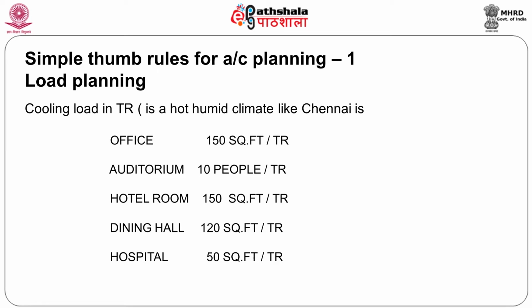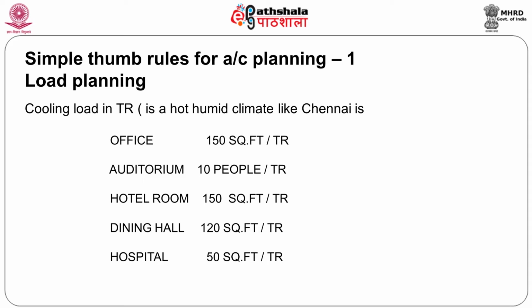Generally all the above are calculated and expressed as TR as we saw at the outset. Now let us look at simple thumb rules when you are planning air conditioning. In a hot humid climate like Chennai, where you take daytime outside as 40 degrees and inside to be 24 degrees.